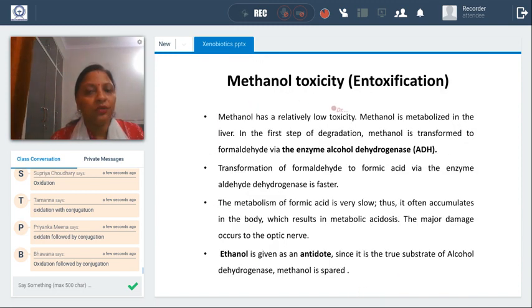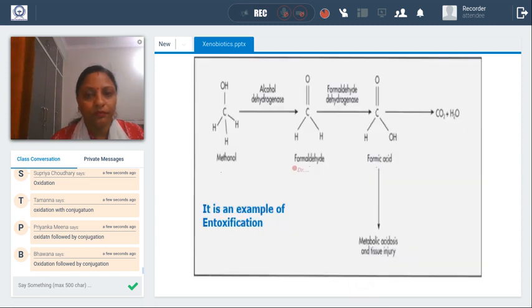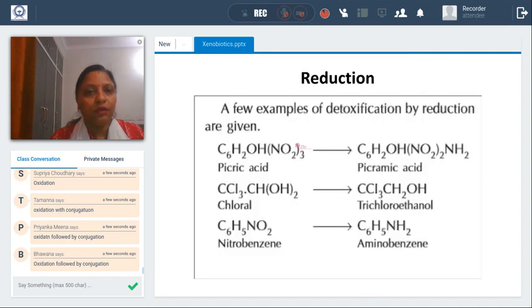What is methanol toxicity? You all know, and detoxification. And ethanol is the antidote for this methanol toxicity. Enzyme involved in this reaction is alcohol dehydrogenase. This is the whole process. Second is reduction reaction. Picric acid converts into picramic acid, then chloral into trichloroethanol, and this is chloral hydrate. Nitrobenzene converts into aminobenzene, by addition of hydrogen.